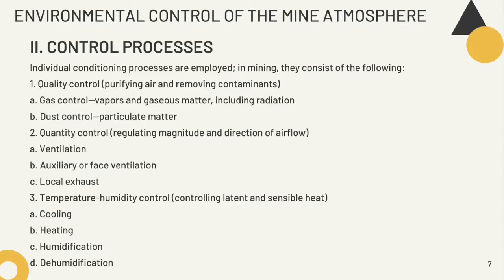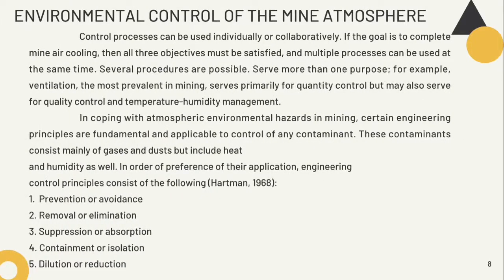Number 3. Temperature and humidity control. Controlling latent and sensible heat. A. Cooling. B. Heating. C. Humidification. D. Dehumidification. Control processes can be used individually or collaboratively. If the goal is complete mine air conditioning, then all three objectives must be satisfied, and multiple processes can be used at the same time.